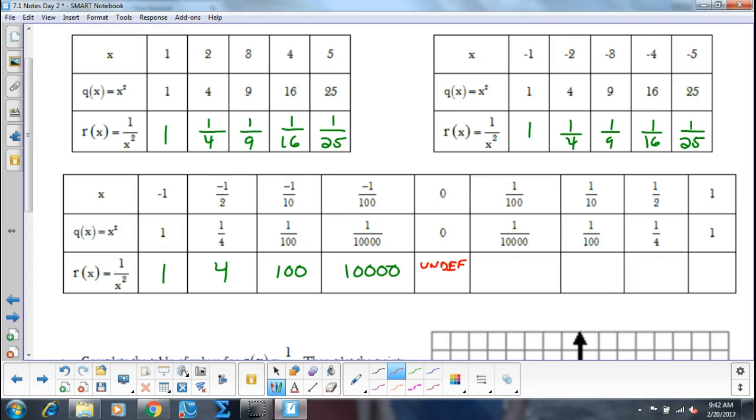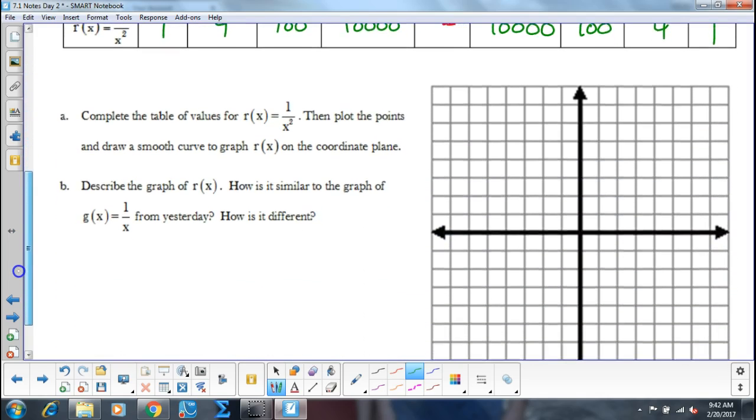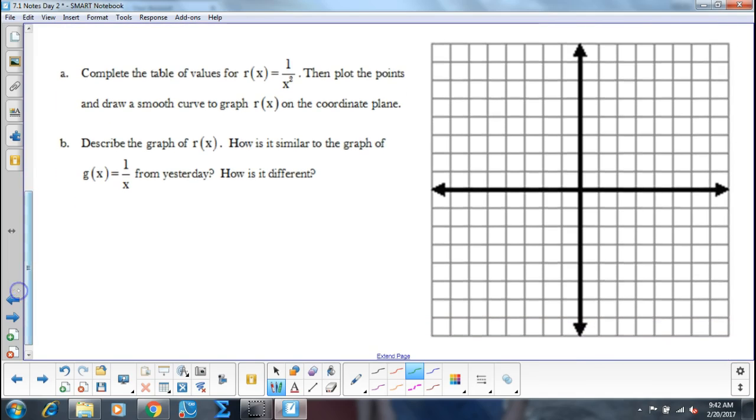Okay, it never touches, right? So what do we have there then? What kind of asymptote? Vertical asymptote there. Okay? 1 over 10,000 flipped is back to 10,000. 1 over 100 flipped is 100. 1 over 4 flipped is 4. 1 flipped is 1. Fantastic. Now we can graph that function off of that chart.